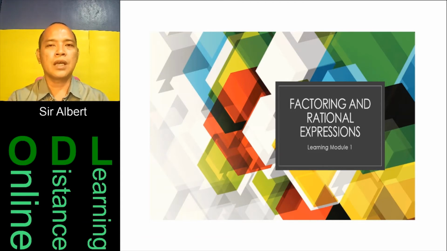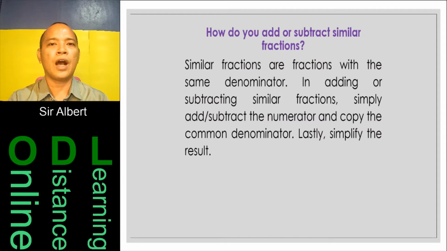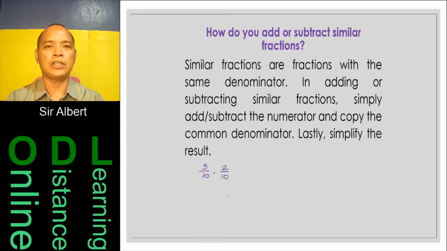To do this, let's take a look first at how you add or subtract similar ordinary fractions. Similar fractions are fractions with the same denominator. For example, the fractions 3 over 10 and 2 over 10 are considered similar fractions because they have the same denominator of 10. So what is then going to be 3 over 10 plus 2 over 10?